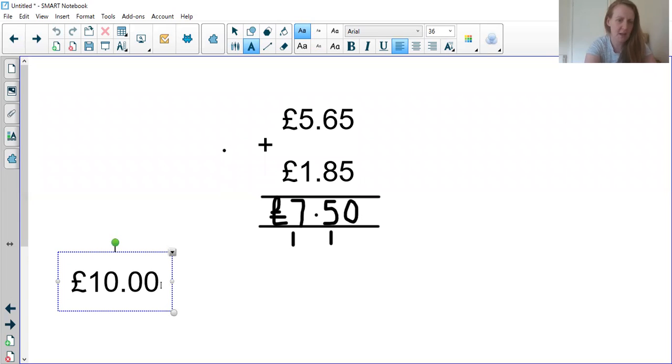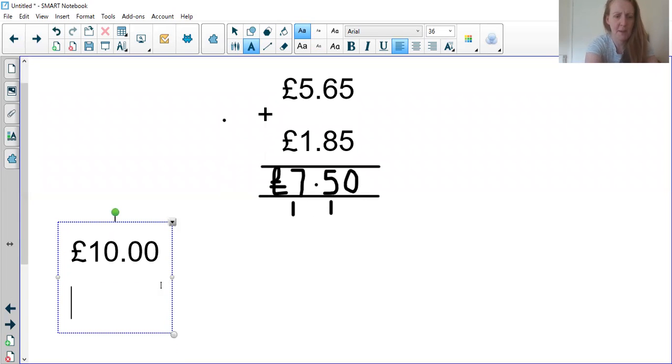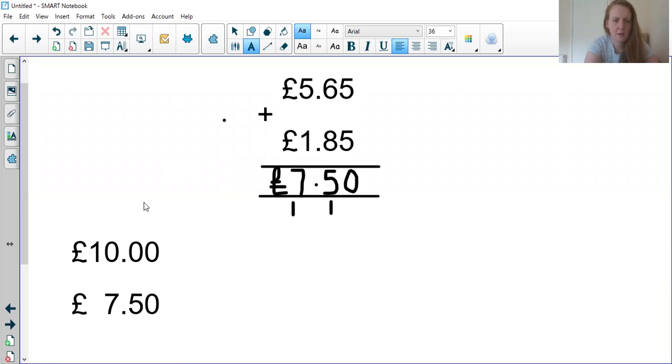So what we could do here, put my pound sign in. Make sure it's all in line. £7.50. My decimal point is in line. And this time I am not adding, this time I am taking away. £10, take away £7.50 to figure out how much change I'm going to need.